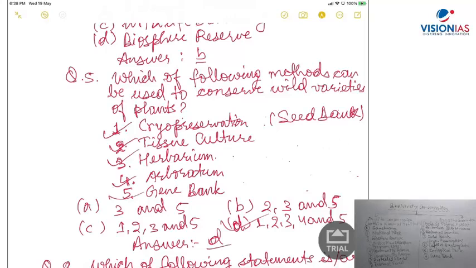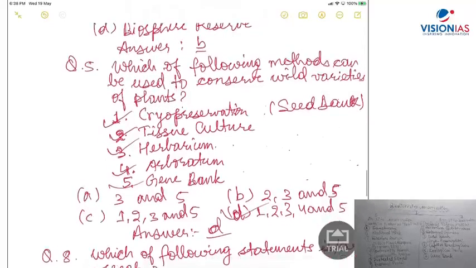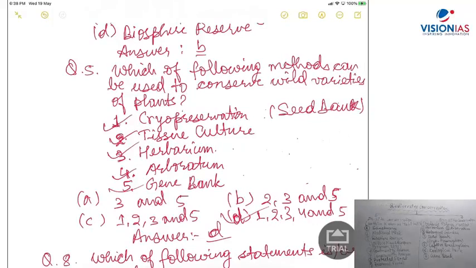Here the answer will be D. All of these are correct. Right? All of these are correct. D will be the answer. Alright. So I hope that I am taking the previous question so that you are aware of it.